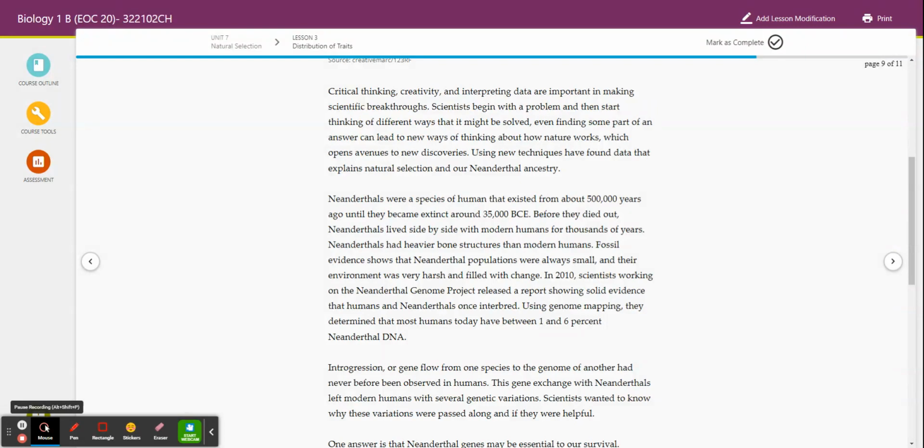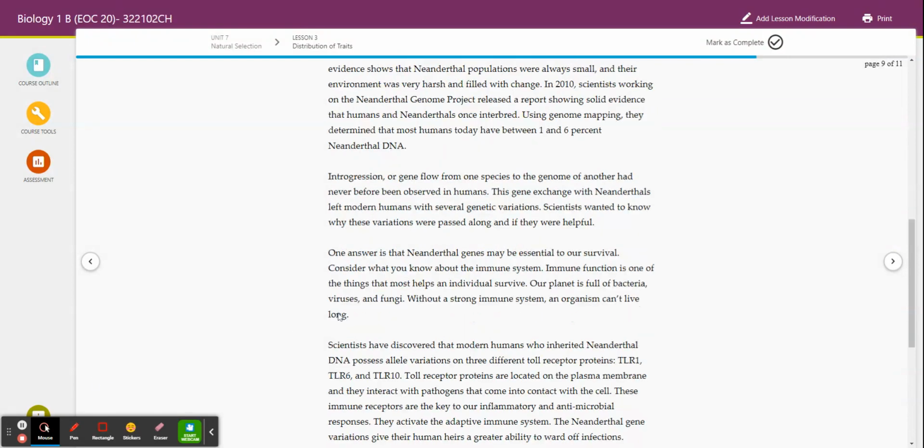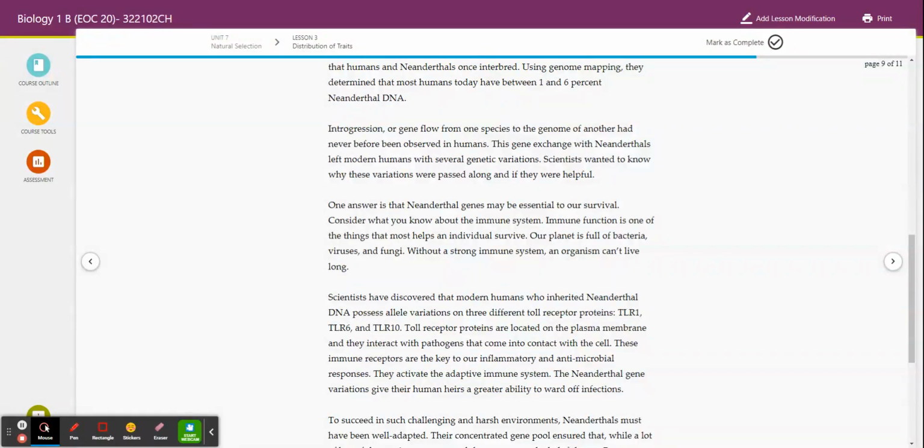In 2010, scientists working on the Neanderthal Genome Project released a report showing solid evidence that humans and Neanderthals once interbred. Using genome mapping, they determined that most humans today have between 1 and 6% Neanderthal DNA. Introgression, or gene flow from one species to the genome of another, had never before been observed in humans. This gene exchange with Neanderthals left modern humans with several genetic variations.